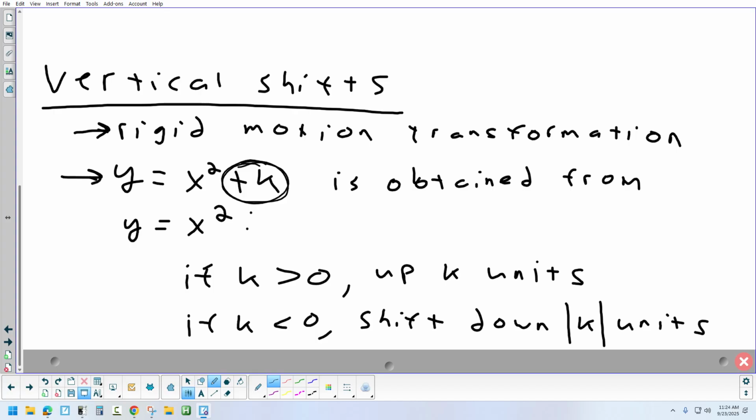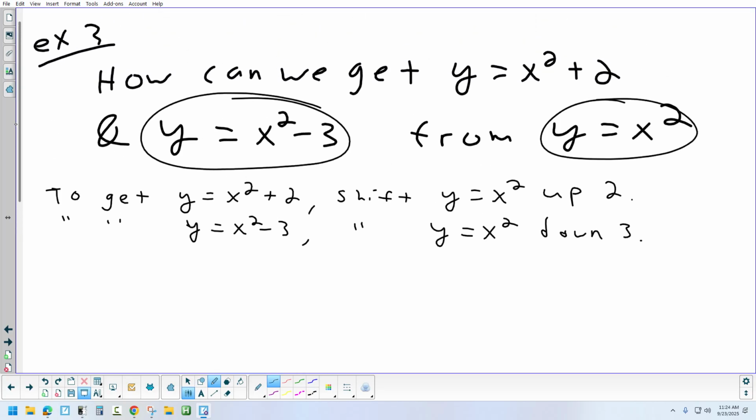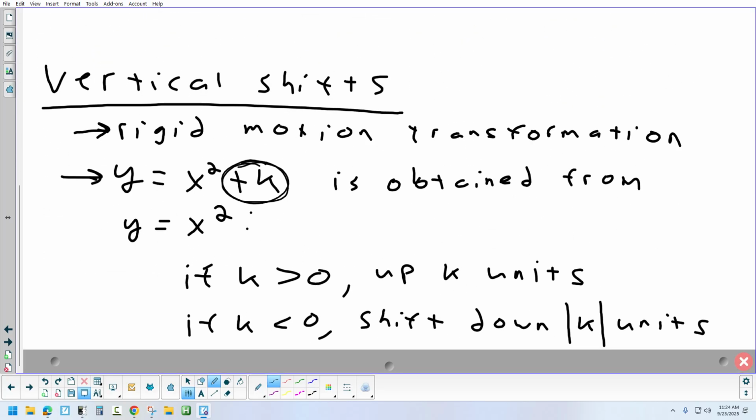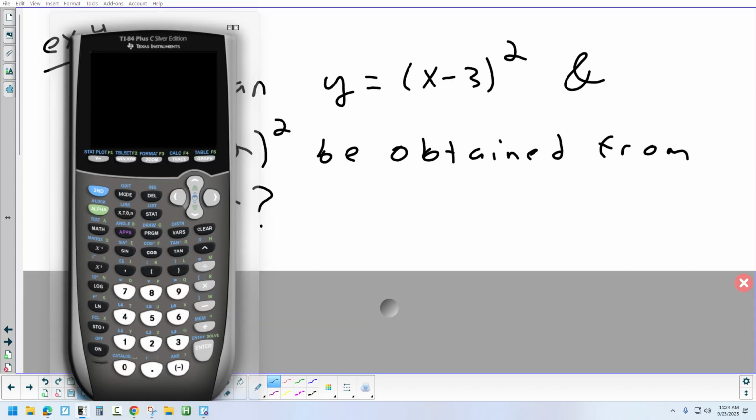Okay, we're going to look at adding and subtracting a number again, kind of like we did up above. But this time we're going to add and subtract on the inside of the parentheses, not outside on the end. Does anyone have a guess what that's going to do? Adding or subtracting inside? Yeah. Shifts left to right. It's going to shift left or right.